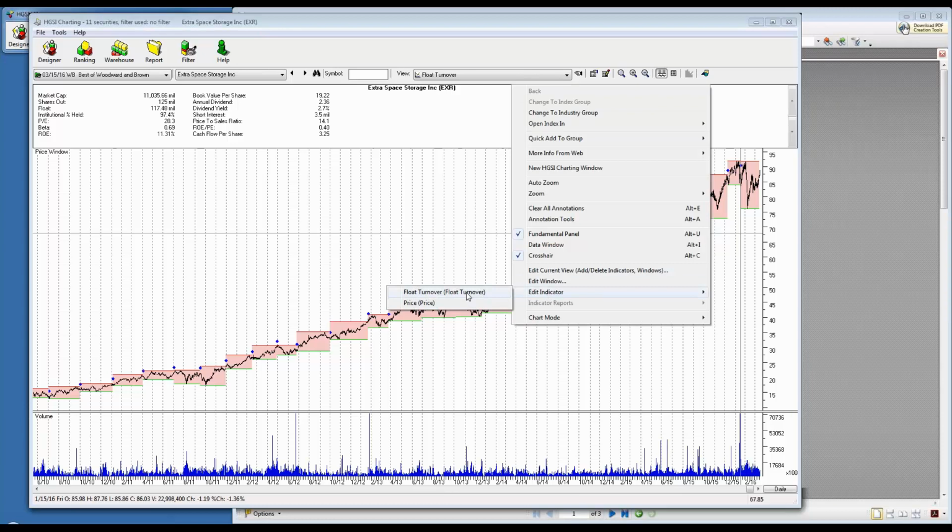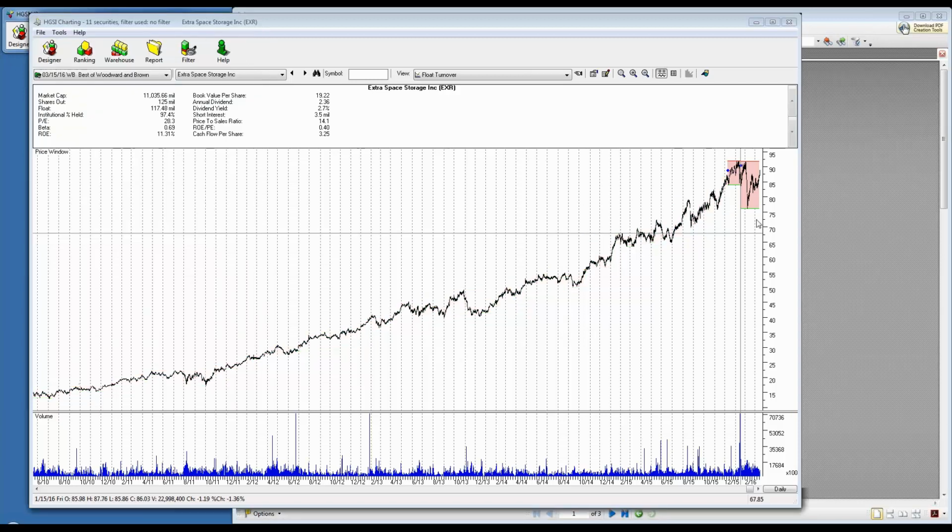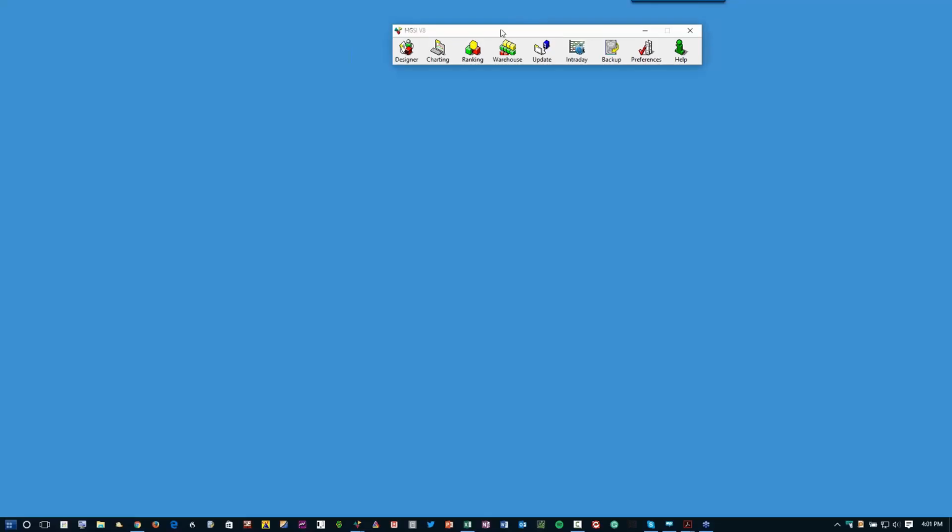To get the float turnover to draw multiple turnover periods is what the multiple setting turns on. If you don't have that checked, you only get one turnover period before the crosshair and one after. And when the crosshair is on the last day of the chart, there's no turnover box in front of the crosshair, so you only get one. I think that covers the questions that have come up so far, and I'm going to hand this over to Ron.